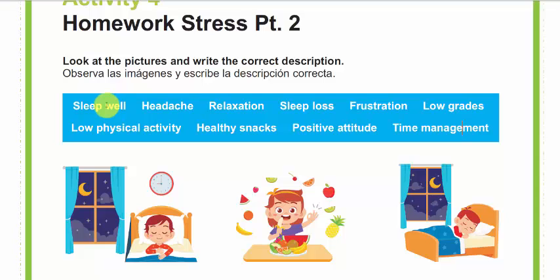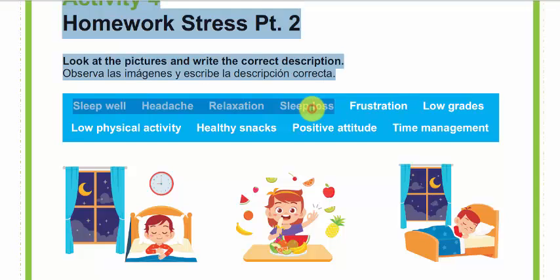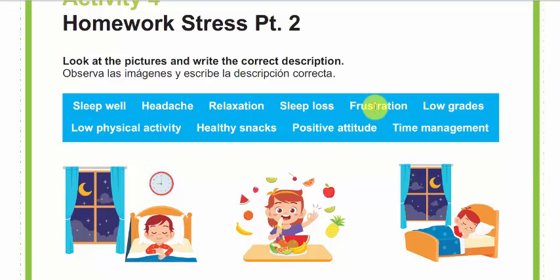Okay, what do they say in Spanish? Sleep well means in Spanish dormir bien. Headache means in Spanish dolor de cabeza. Relaxation es relajación. Sleep loss es pérdida de sueño. Frustration, frustración. Low grades, bajas calificaciones. Low physical activity es actividad física baja o pérdida de actividad física. Healthy snacks, snacks saludables. Positive attitude, actitud positiva. Time management, manejo de tiempo.